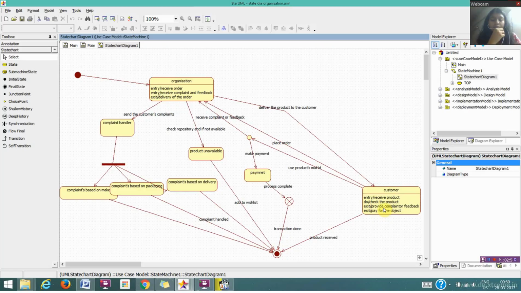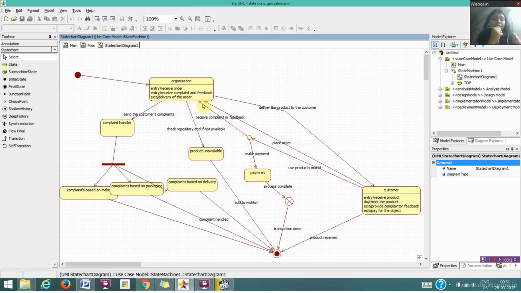If there is a complaint or feedback, then that would be sent to the organization, and if it is a payment, then that is also sent to the organization. So the user is going to use the product's mail ID to send a complaint to the organization, and the organization will receive it. Or the customer can choose to use the product's mail ID to make a payment. This is called a choice point. It can divide into two choices, either this route or this route.